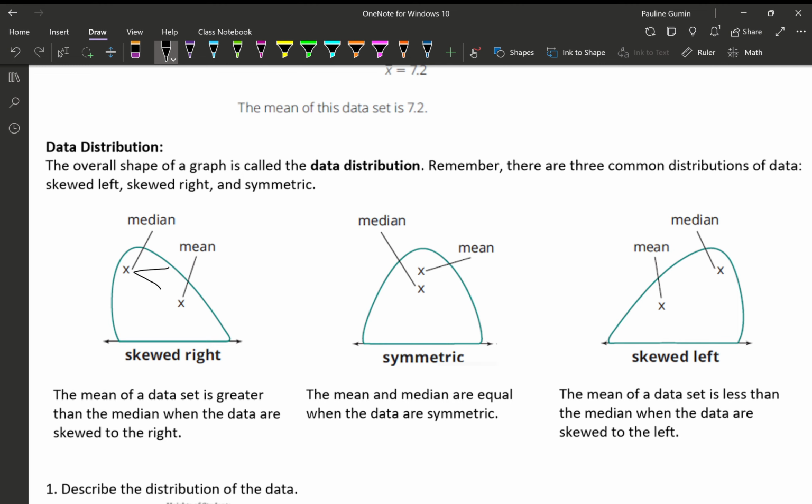Symmetric means the mean and the median are pretty much the same thing, right? There's very little difference between them. Skewed left is when the mean is smaller than the median. So the mean is on the left side of the median. A nice way of remembering it, if you see a data set leaning a certain way, it's skewed the opposite way. So if the data leans to the left, it's skewed right. If the data leans to the right, it's skewed left. If it's a nice hill shape, it's symmetric.